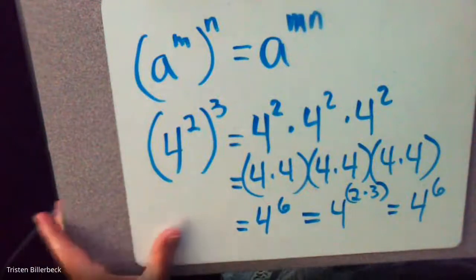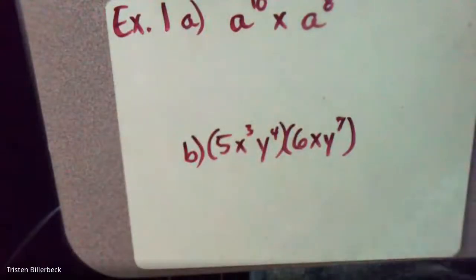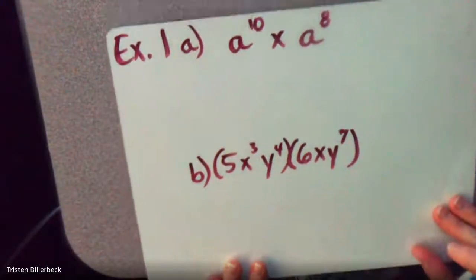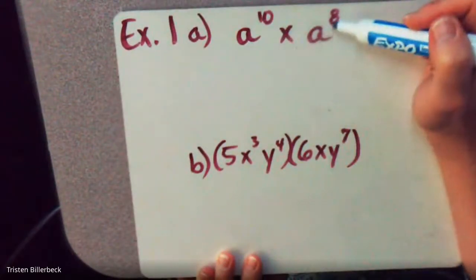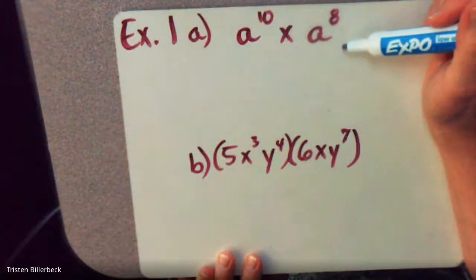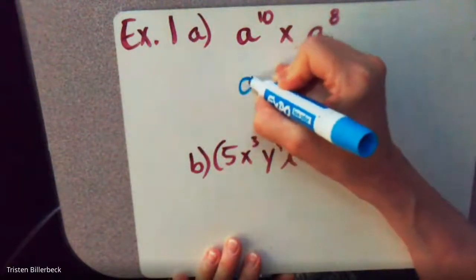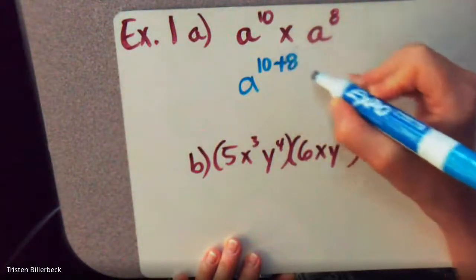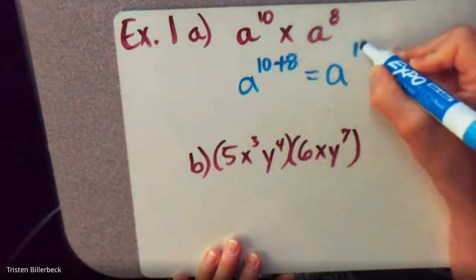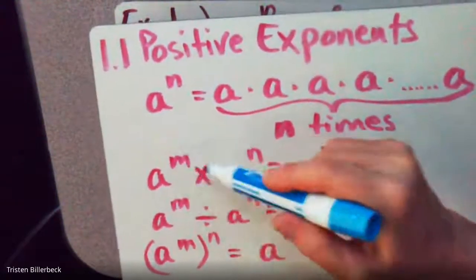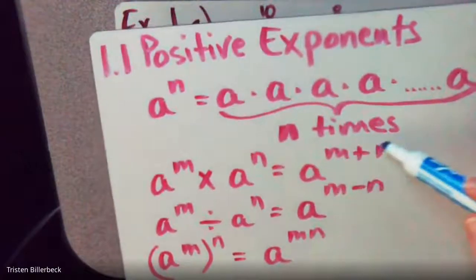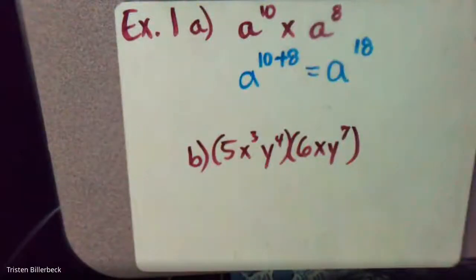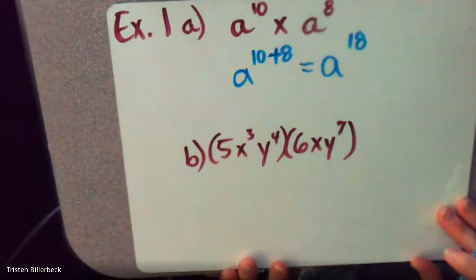All right, so now let's do an example. That's more in your book. So we have a to the 10 times a to the 8. Well, that means I'm just going to write a to the 10 plus 8, which is a to the 18. So if I use this rule, where I have a base with an exponent times a base with an exponent, then I just add the exponents. Okay, so that was easy.